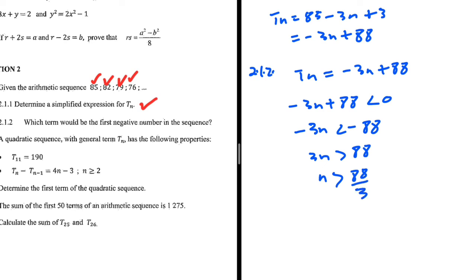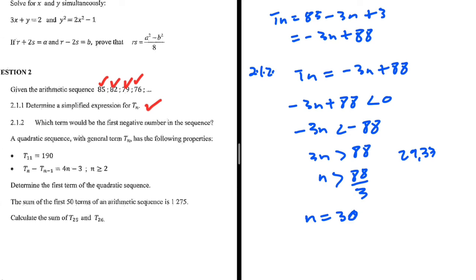88 over 3 is about 29.33. I just put that in my calculator. So when n is greater than 29.33, then we're going to have a negative number in the sequence. So the first value of n should be equal to 30 for us to get a negative number in the sequence, because we cannot take 29.33 as it is, because n is the position of the term, and we don't have a position with a decimal, right? We have to round it off. So when n is equal to 30, that is where we have our first negative term.